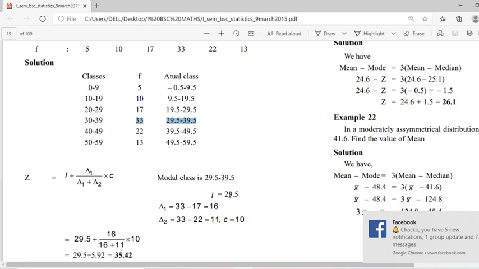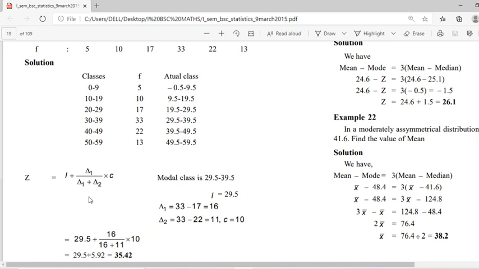Modal class, and L is the lower limit of the modal class, that is 29.5. Now what is delta 1? Delta 1 is the difference of frequencies in modal class and the class just before the modal class. And delta 2 is equal to the difference between frequencies of modal class and the class just after the modal class, that is 33 minus 22. So what are the differences? Delta 1 is equal to 16 and delta 2 is equal to 11. Also you know that C is equal to 10, that is the class interval.